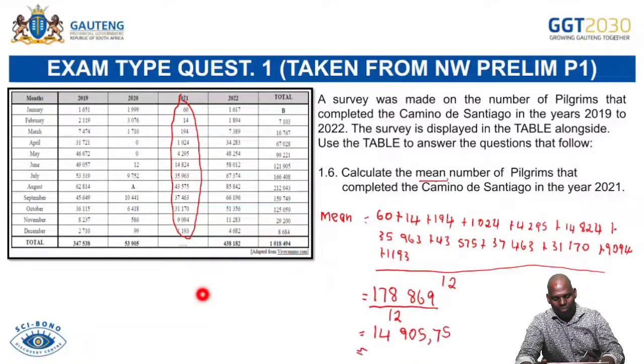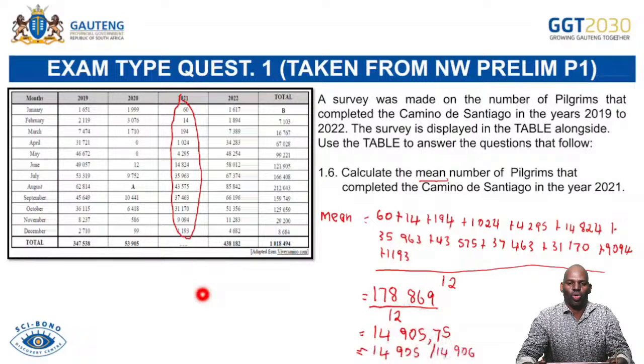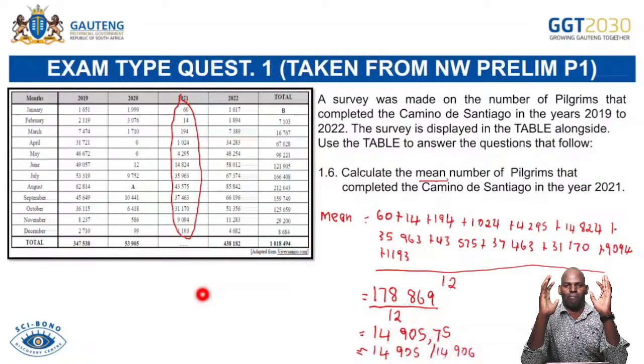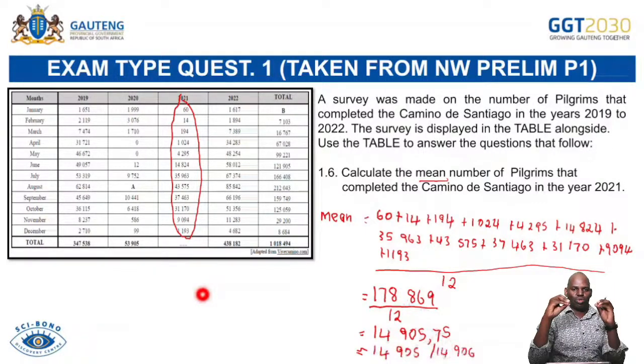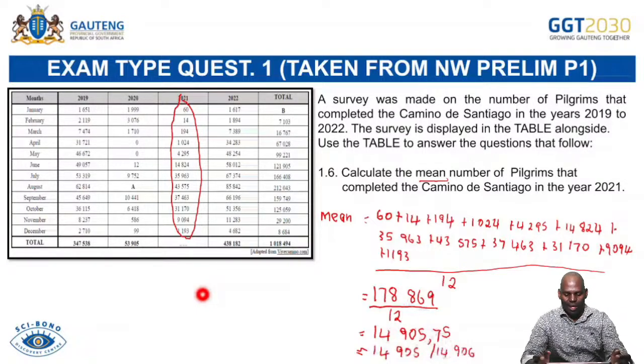So you can say this is about 14,905, or someone will say 14,906. As long as at the end of the day you don't leave that number in decimal form, because the scenario is about the number of pilgrims. Whatever you calculate there cannot be in decimal form. Very, very important. In this case, the examiner will award a mark for writing the number as a whole number. If you leave it in decimal form, they might still, for example if the question was 4 marks, give you only 3 marks if you leave your answer in decimal form.